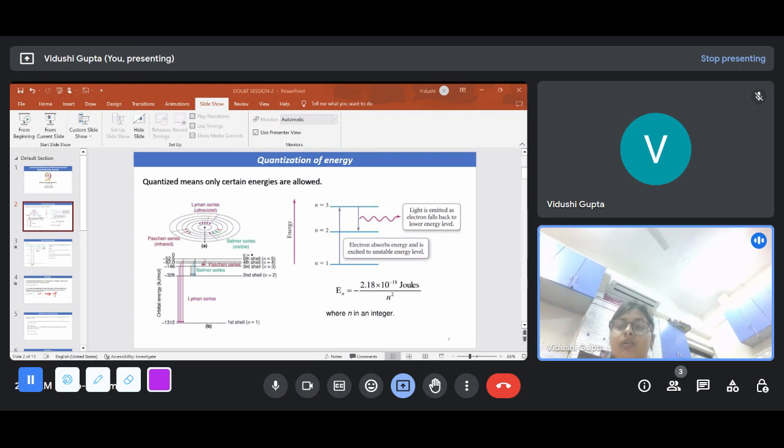Then we discussed the Doppler shifted wavelength. It is given by this formula, where lambda is the observed wavelength, lambda naught is the emitted wavelength, v is the relative velocity of the source and the observer, and c is the speed of light in vacuum.